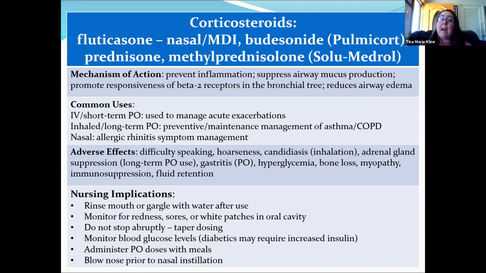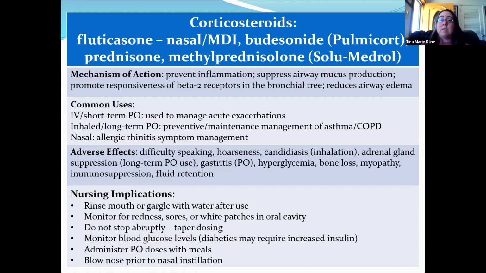Now, with your inhaled ones, whether it's a metered dose inhaler, a DPI, a dry powder inhaler, or an actual nebulizer, these are for prevention and maintenance of COPD and asthma symptoms. So this is that long-term maintenance therapy. Now, that being said, there are some things you need to keep in mind with this.